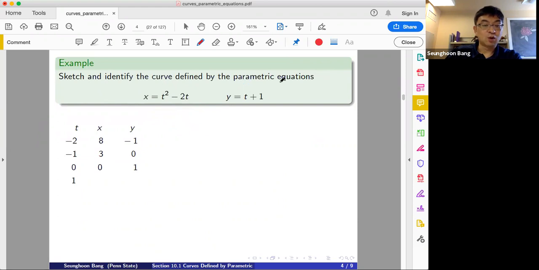You plug 1 into here. 1 squared minus 2 times 1. We have -1. You can plug 1 into here. The y equals 1 plus 1, which is 2.